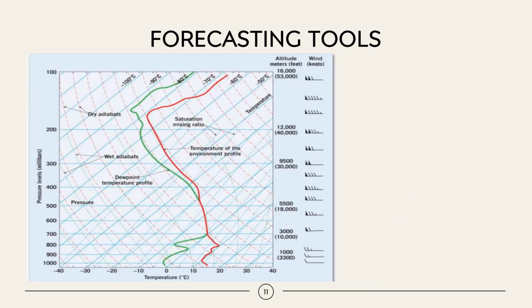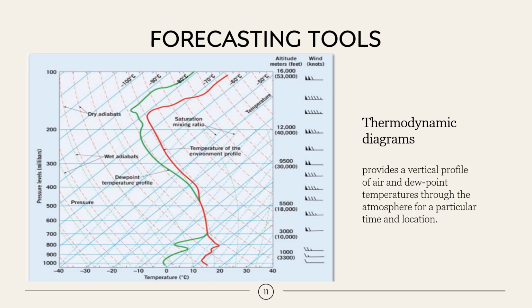And what you can see in this figure is just an example of a thermodynamic diagram, because forecasters typically display and analyze upper air data, or what we call soundings, that are collected by radiosondes, on a type of thermodynamic diagram called SkewT. This provides a vertical profile of air and dew point temperatures through the atmosphere for a particular time and location.